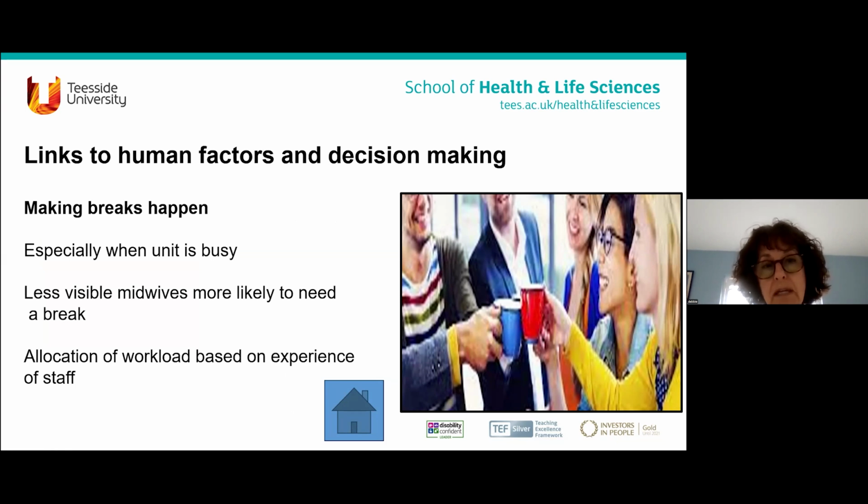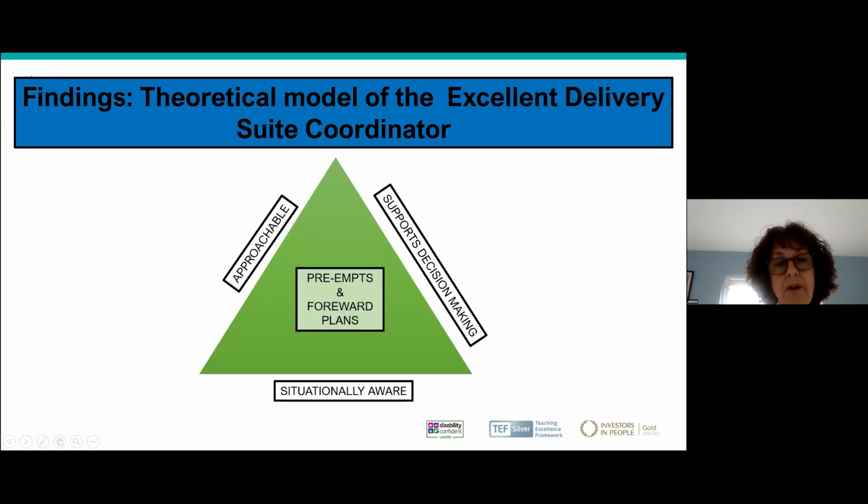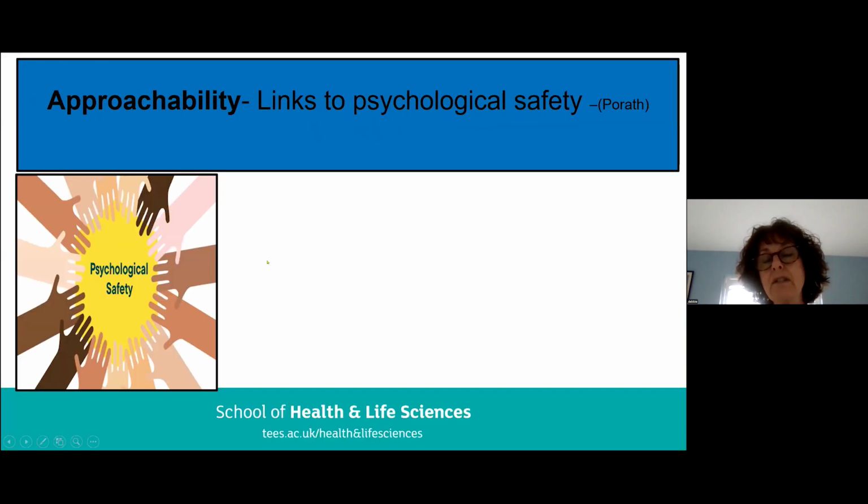And this is very important in terms of our cognitive ability. If we don't have glucose, our brains don't function correctly and we make mistakes. And they also were very good at allocating workload based on staff's experience. And the final component is linked to psychological safety and incivility.